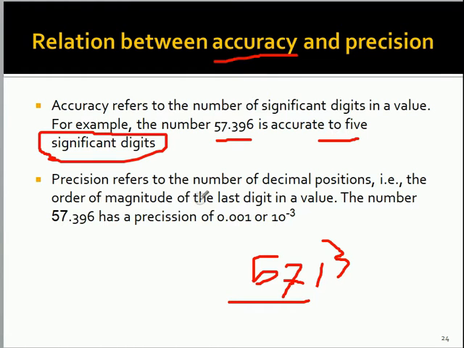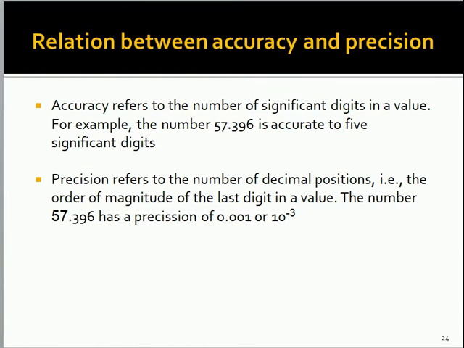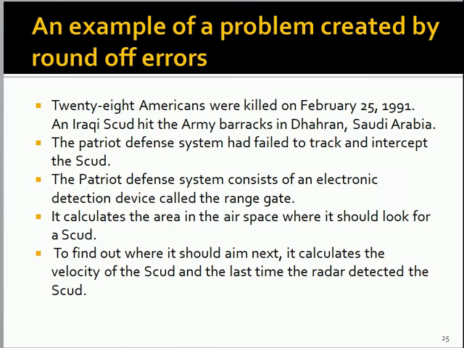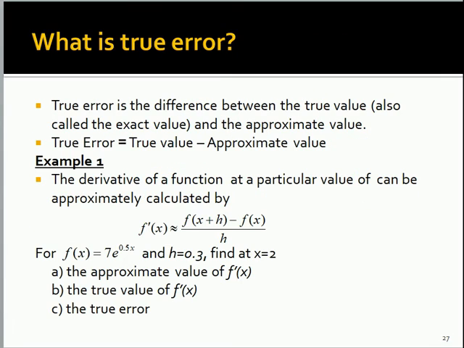And when you're talking about precision, then it refers to the number of decimal positions, the order of magnitude of the last digit in a value. For example, the number 57.396 has a precision of 10 to the power minus 3. Okay, so that's the idea. So far so good, easy. We're almost at the end. Okay, now something interesting.